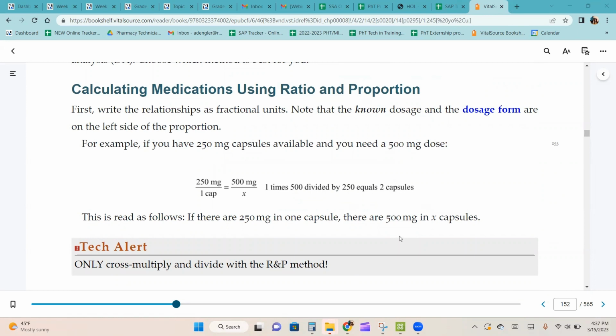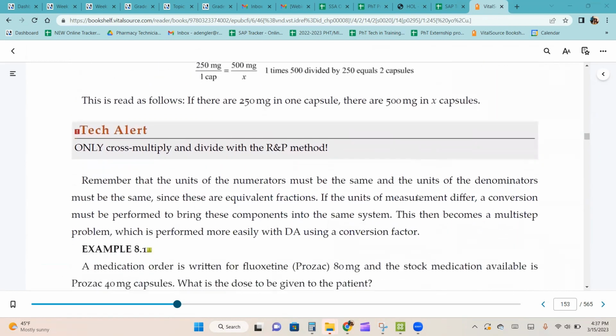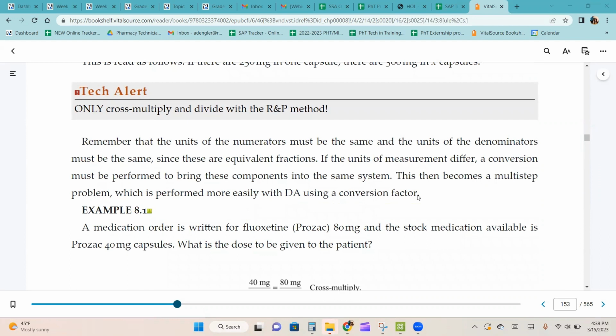So, calculating medications using ratio and proportion. First, write the relationship as fractional units. Note that the known dosage and the dosage form are on the left side of the proportion. So for example, if you have 250 milligram capsules available and you need a 500 milligram dose, you set up the ratio and proportion, so it would be 2 capsules. Remember that the units of the numerators must be the same and the units of the denominators must be the same since these are equivalent fractions. If the units of measurement differ, a conversion must be performed to bring these components into the same system.